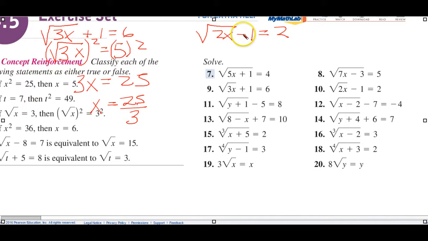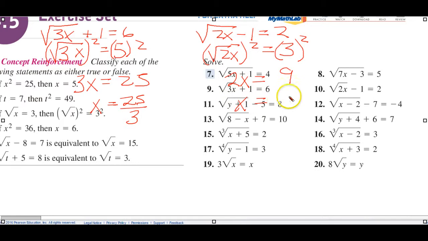The same protocol here. Take this to the other side. It becomes a 3. Square both sides. Now that you've isolated the radical, this then just becomes the radicand, and this is 9. Divide both sides by 2, you get x equals 9 halves.